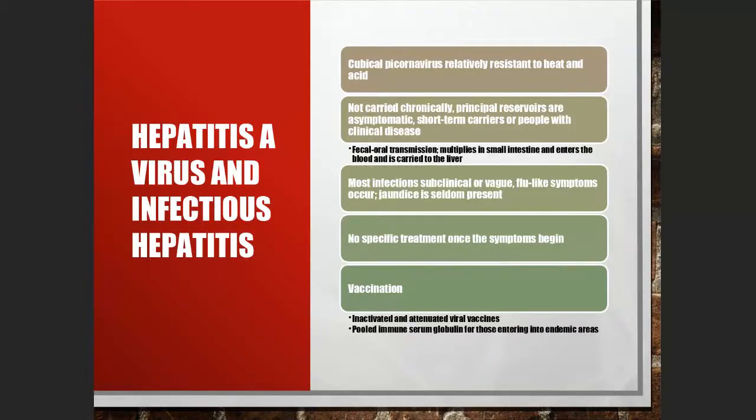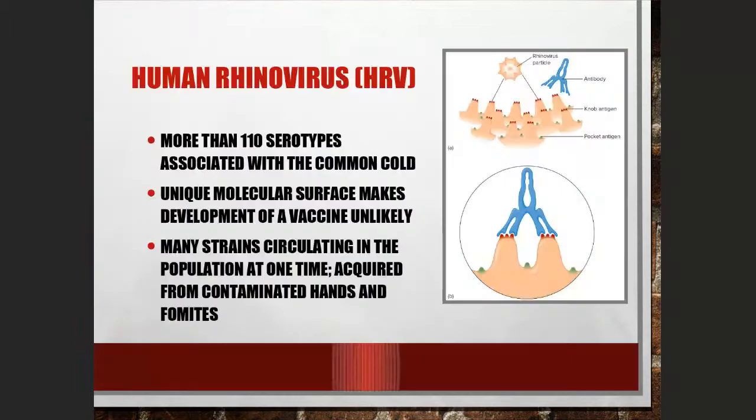Another subgroup of Picornaviruses is the one that causes the hepatitis A, Hep A disease or virus. And again, this is transmitted through the oral route, which is through the food or water contaminated with the picornaviruses.